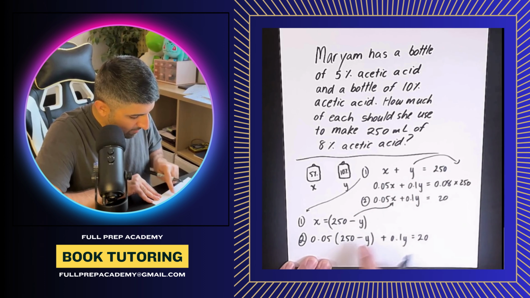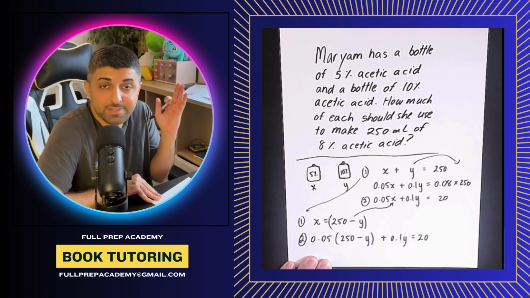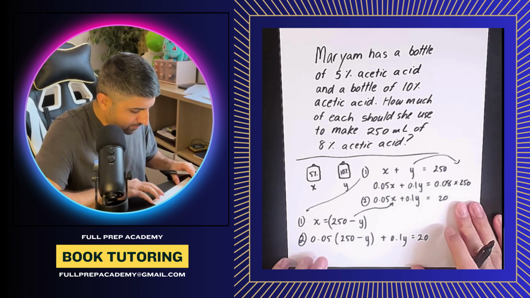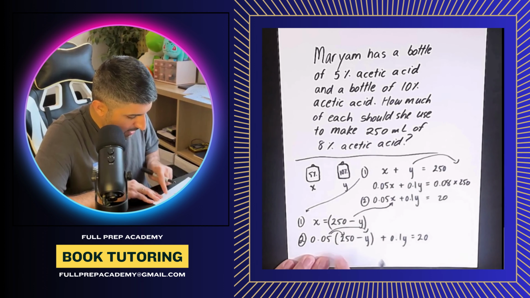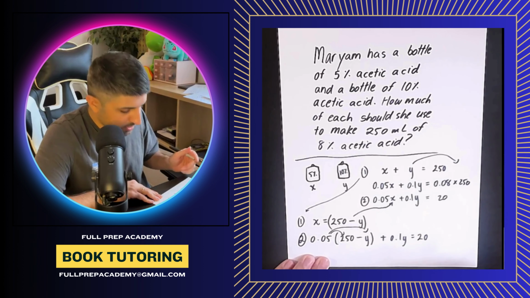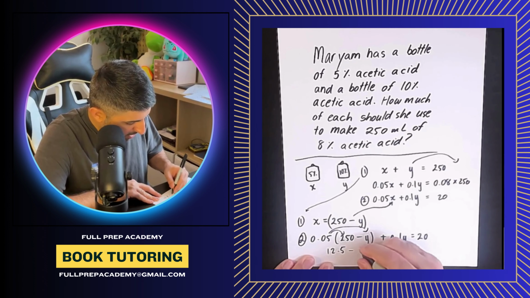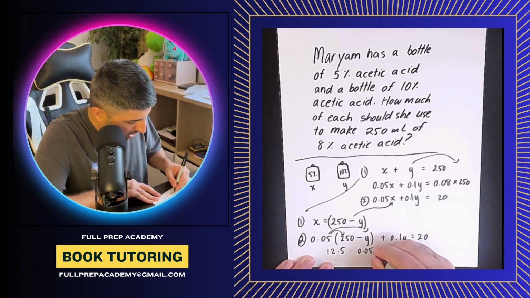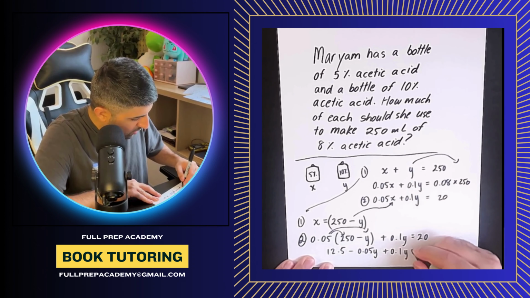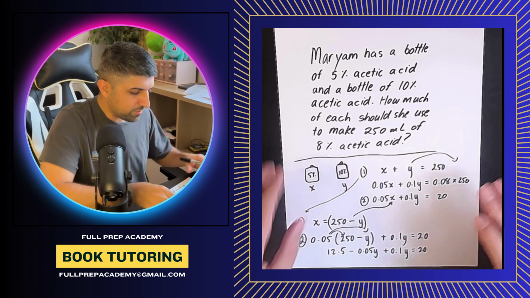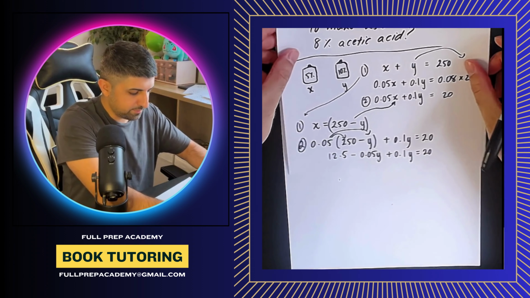So I've written everything as is, but I've replaced x with this bracket. This is it. Distribute 0.05 into this bracket. What would that look like? That would be 12.5 minus 0.05y plus 0.1y equals 20. Beautiful. Let's move on to calculate.